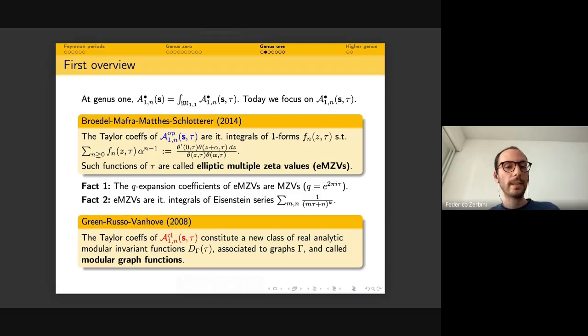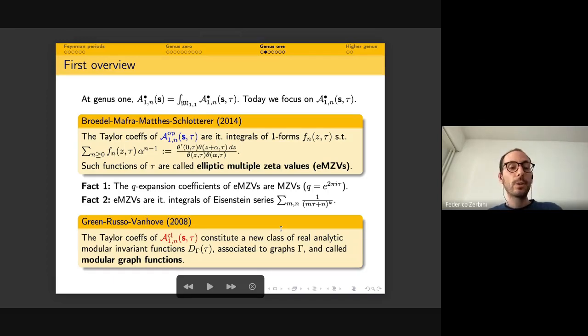And what about closed strings? Well, closed strings are more interesting in the sense that you find new modular forms which are not known in mathematics. So you have these real analytic modular invariant functions d gamma of tau, where gamma is a graph. So they're, let's say, combinatorics is related to that of graphs. To each graph, you associate a modular function. So that's the most natural name that physicists came up with.